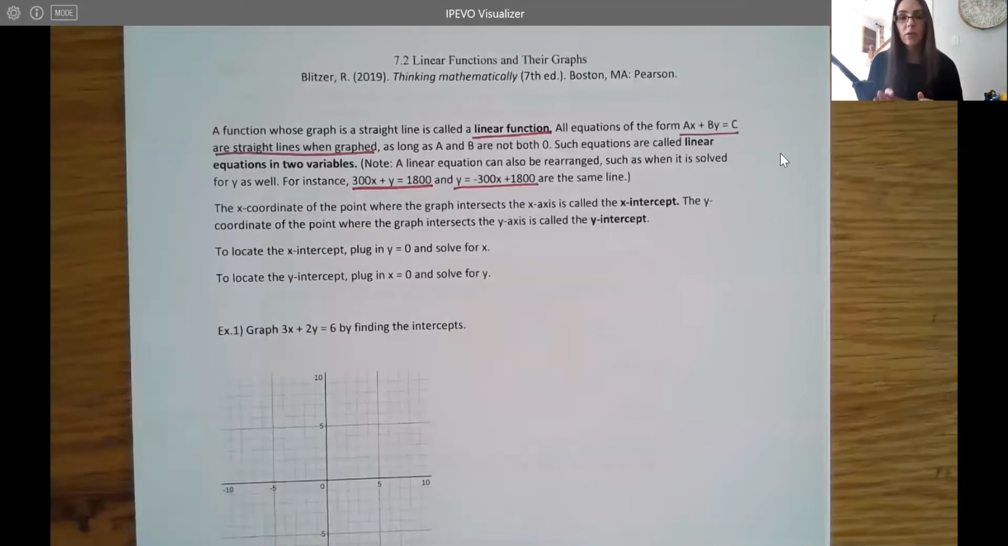Now, we can still graph these using the regular plotting points technique that we did in the last set of videos, right? We actually did it with a few examples there with lines as well. So you can still use plotting points to graph, but there's other ways that we can graph as well. And another way is using the intercepts.